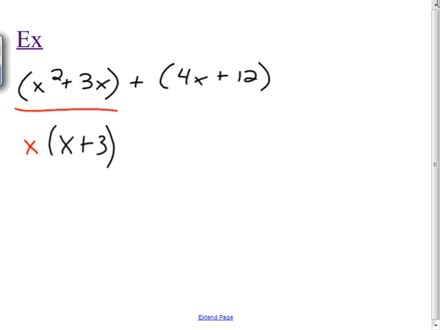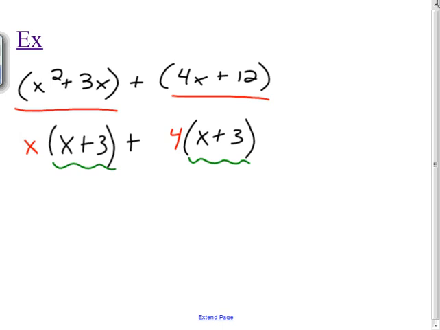Now again, my goal is factoring. Plus, in the second one, they both share a 4. Well, what's left? X plus 3. Now if you notice, they are both attached to the exact same thing. The x is attached to x plus 3, and the 4 is attached to x plus 3.